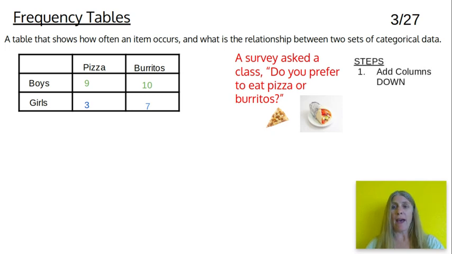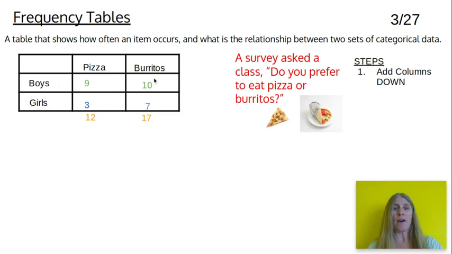The first thing you're going to do is add the columns down. Now remember, columns are like columns on a building. So adding columns down, we're going to add 9 plus 3 to get 12 people in the entire class who like pizza. We're going to add 10 plus 7 to get 17 people in the class who like burritos.